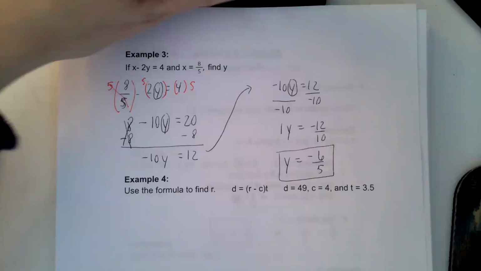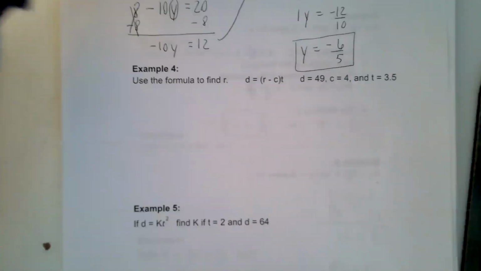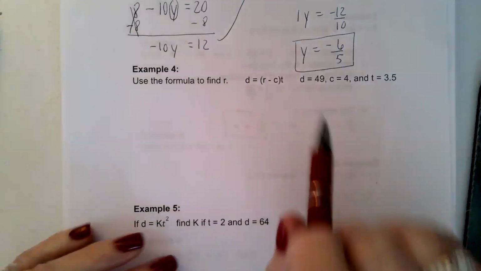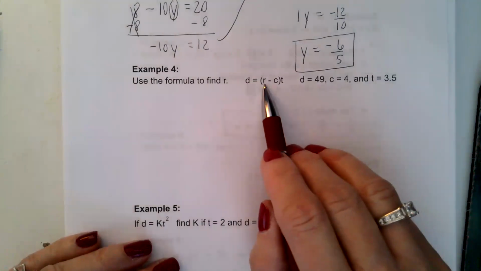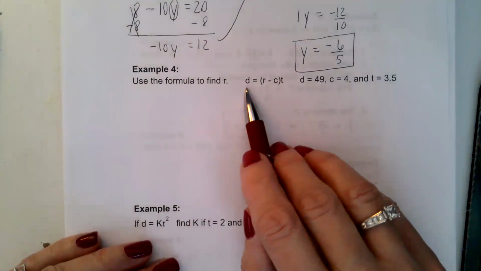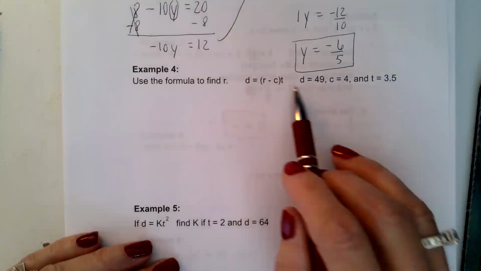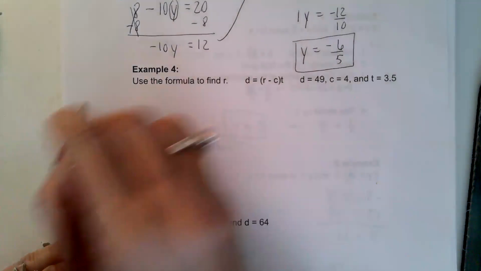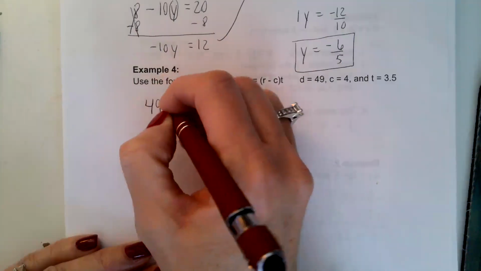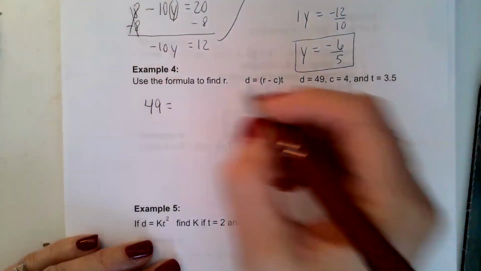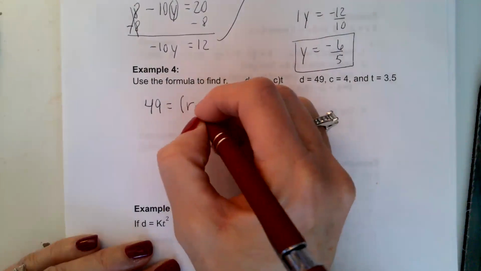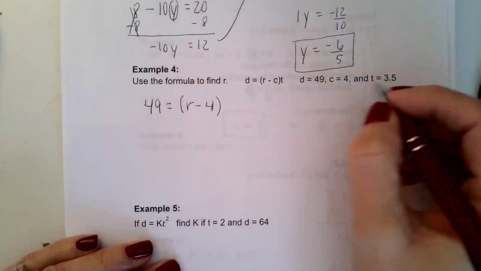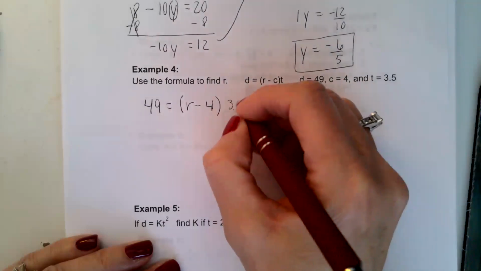Okay, example 4, I have a formula to find R. So right now the formula finds D. If I know R and C and T, I can find D, but I want to find R. So let's first replace all my variables with what I do know. So I know D, so 49 equals, I don't know R, but parentheses R minus C is 4, and T is 3.5.